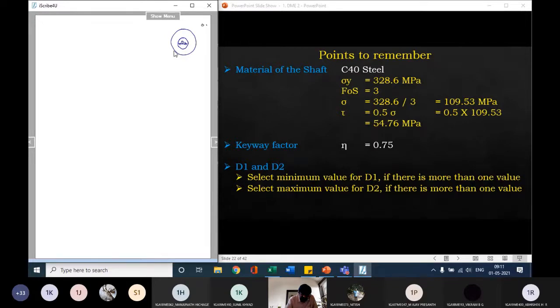Now D1 and D2 of the frictional lining. If you are trying to find the values of D1 and D2, suppose you get a quadratic equation or cubic equation, and if we are getting more than two values, then select the minimum value for D1 and select the maximum value for D2. That is what exactly is required. So that the area which you are going to get here should be more. That is the reason why I will take it. So once again, the value of D1 should always be minimum, and the value of D2 should be maximum.